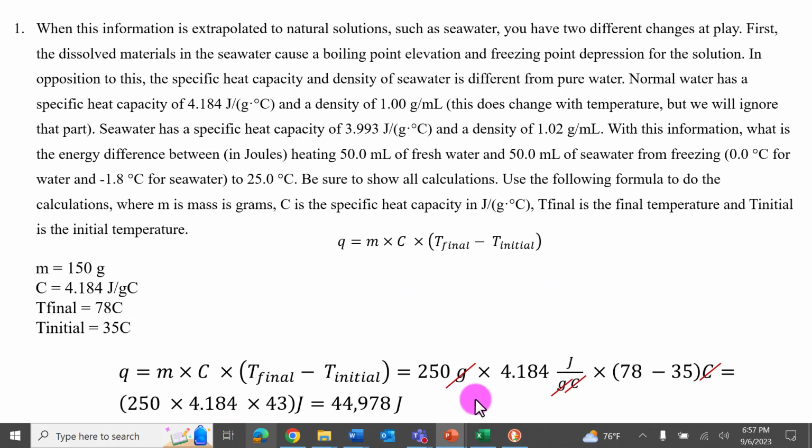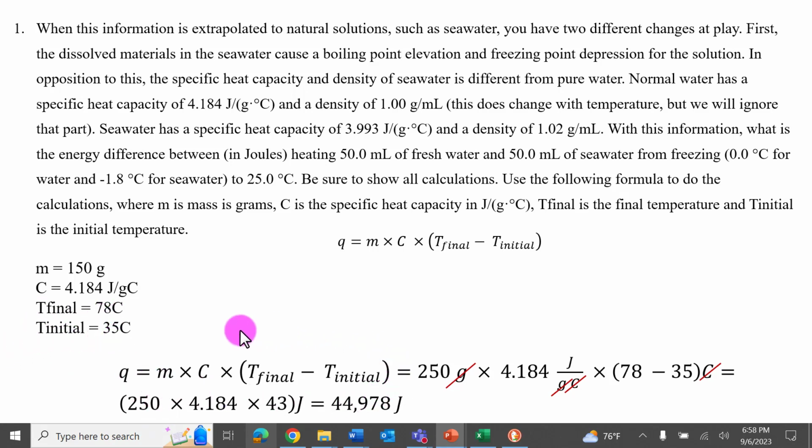Now I've got this little example here set up for you just to show you how to use this formula. Here's some of the data. This data is not what is up here; this is just to show you what a calculation would look like for this formula. So let's say I have a mass of pure water and it's 150 grams. The specific heat capacity of pure water is 4.184 joules per gram degree Celsius, like it's given here. The T final is 78 degrees, and T initial is 35 degrees.